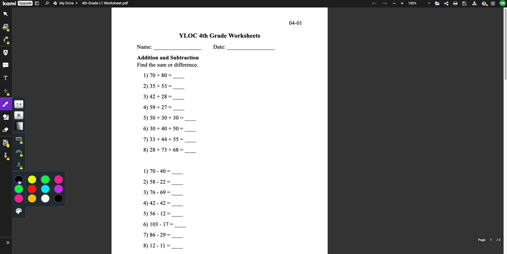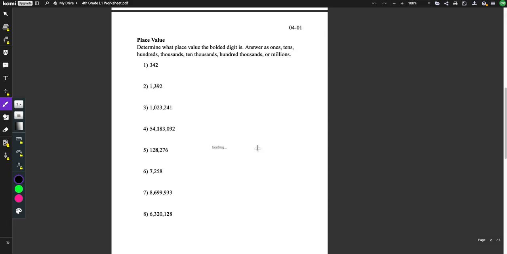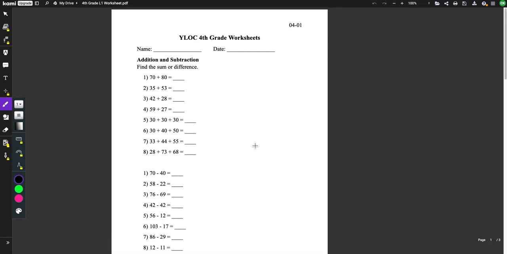We'll be doing the YLOC 4th grade worksheet, lesson 1. Today we'll be doing addition and subtraction, place value, and word problems. For addition and subtraction, this is actually pretty easy. What you have to do is just do 70 plus 80. Just look at the place value, 0, 1, 5. So the first one's going to be 150.